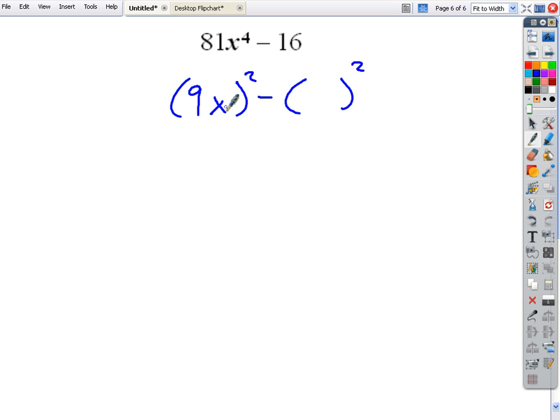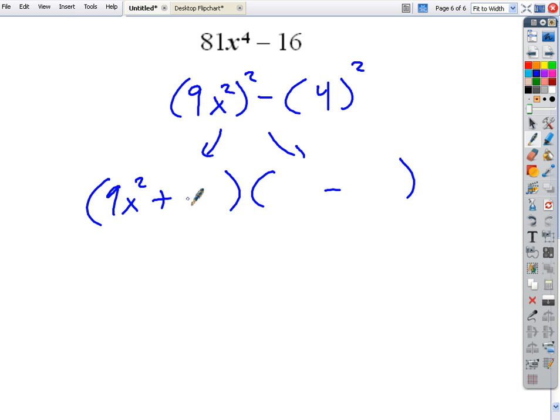Right? Did everybody see that? Okay, and then 16 is what squared? 4. So that's going to follow our difference of squares factoring pattern, right? So I know this is going to break down into, if that's A and that's B, I'm just going to get A plus B times A minus B, right? So I'm going to get 9x squared plus 4 times 9x squared minus 4.